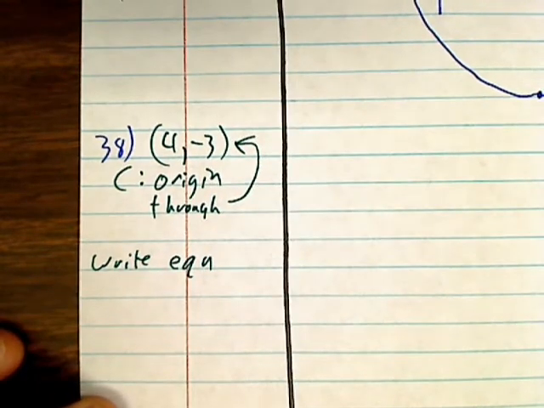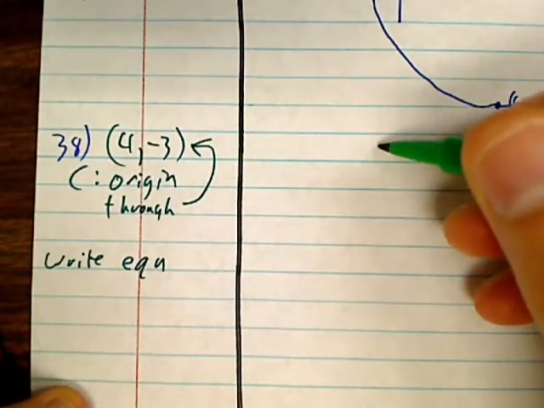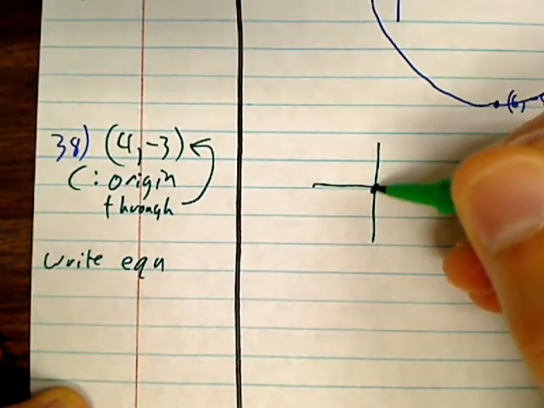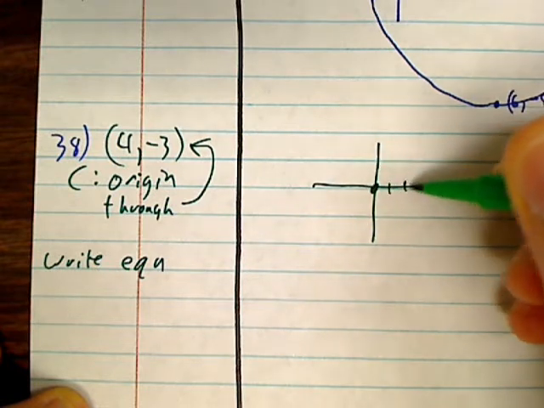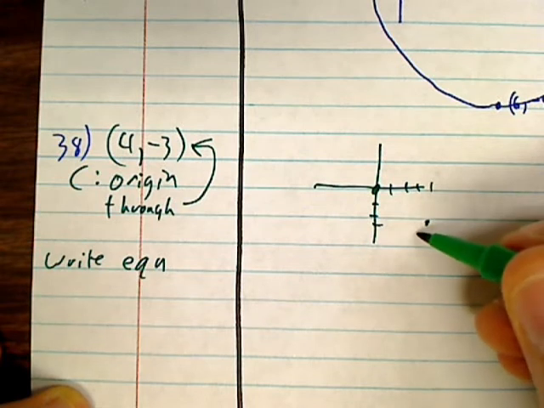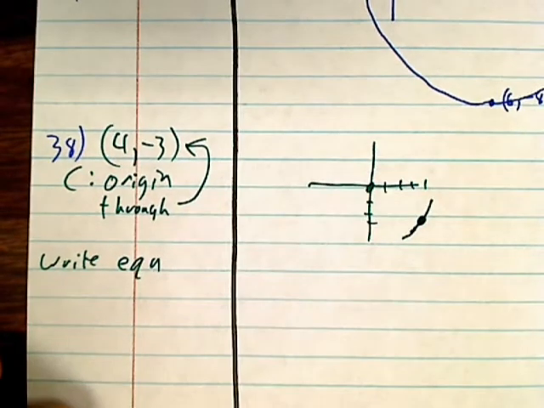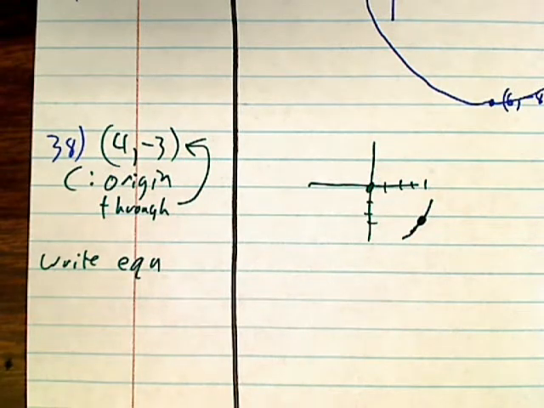Okay, let's go ahead and let's see. Let me start to draw this a little bit. Here's your circle. Here's the center. 4, negative 3. The circle goes through that point there. Okay, so there's a little bit of your circle. So what's the equation of that circle? Go ahead. Pause.